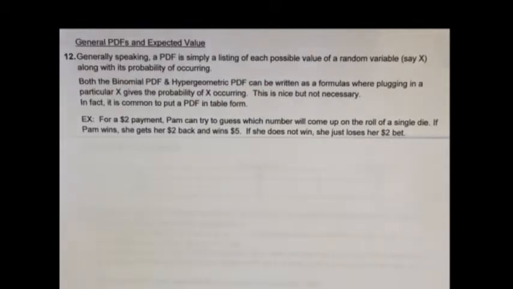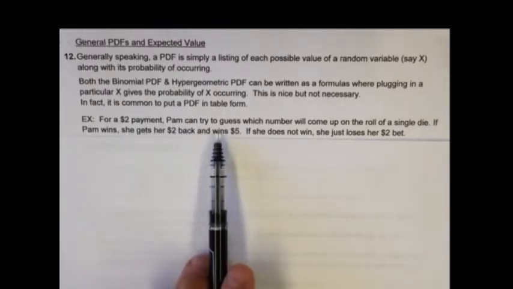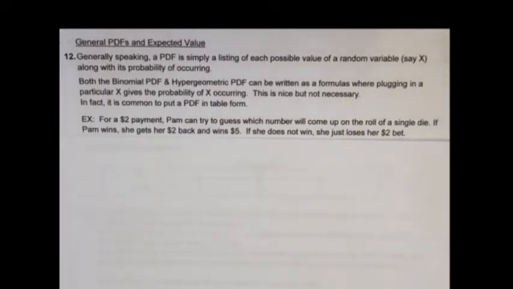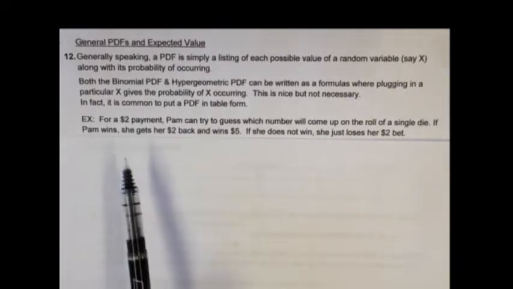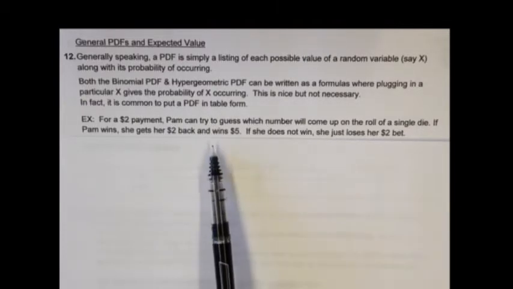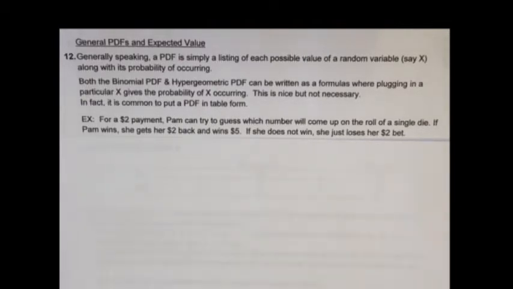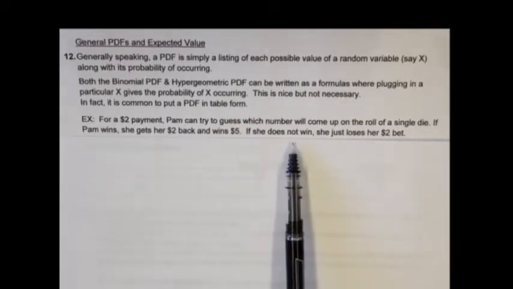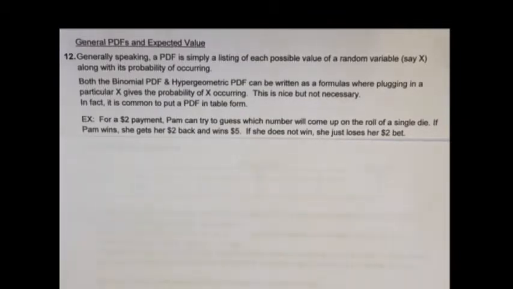Say, for instance, I have this example. For a $2 payment, Pam can try to guess which number will come up on the roll of a single die. If Pam wins, she gets her $2 back, and then she wins an additional $5. She gets her money back, and she makes a profit of $5. If she does not win, she just loses her $2 bet.